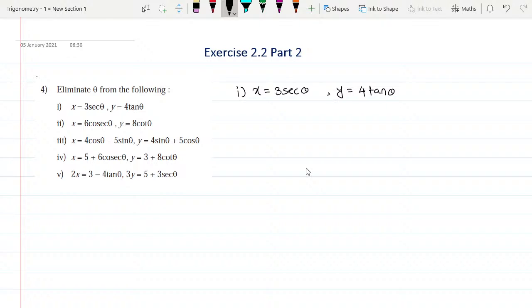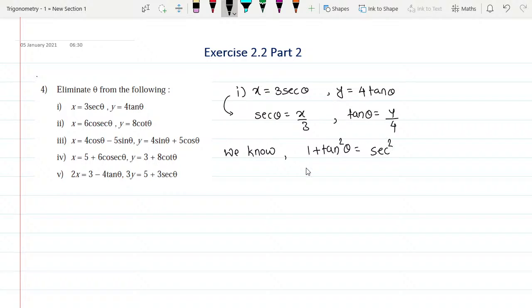So from this, get the sec theta value. Sec theta will be what? It's x by 3, and tan theta will be equal to what? It's y by 4. You know our identity. We know that the identity between tan and sec is 1 plus tan square theta, which is always equal to sec square theta. This identity we know. So if I take tan to this side, I will have sec square theta minus tan square theta equals 1.